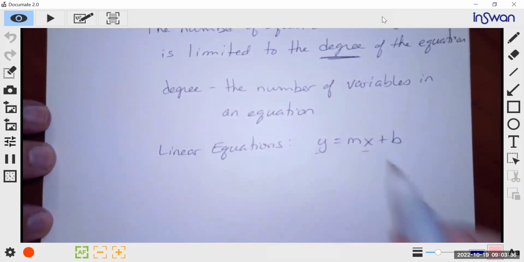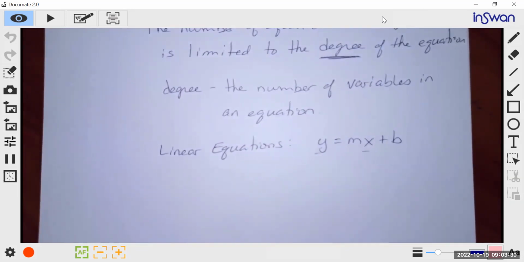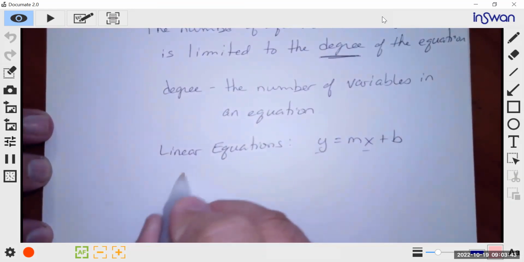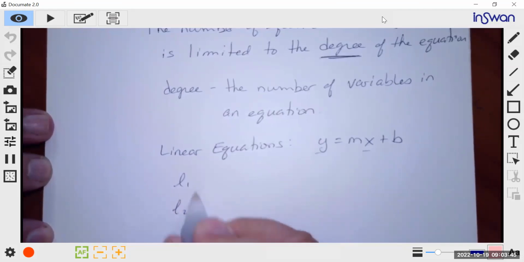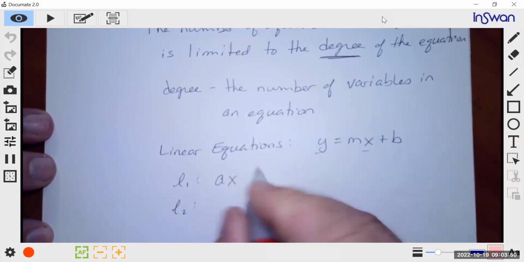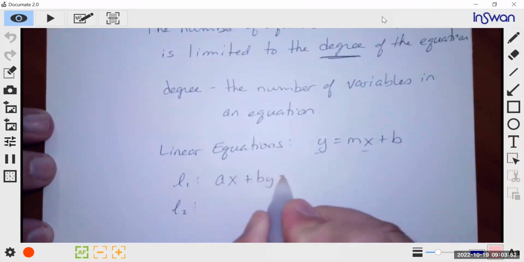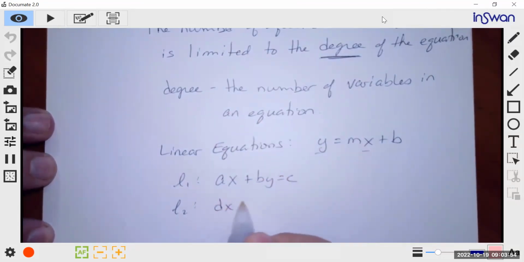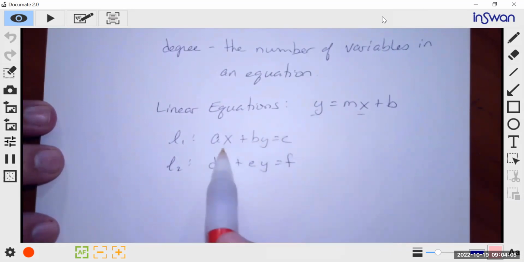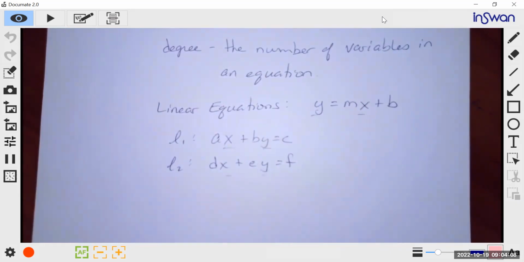Because we only have two variables, we can only have two equations. We can have line 1 and line 2. Since we only have x and y, that's all we can have. That means we can have two of them.